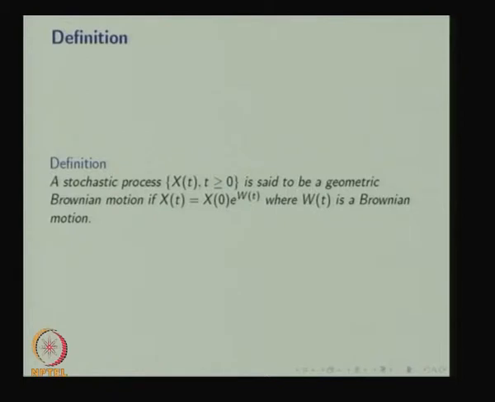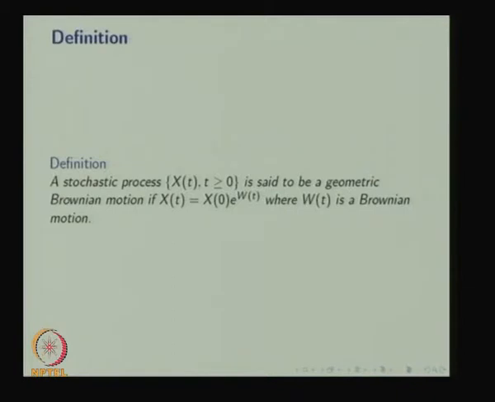The definition of a geometric Brownian motion. A stochastic process X of t, where t varies from 0 to infinity, is said to be a geometric Brownian motion if X of t is of the form X naught exponential of W t, where W t is a Brownian motion.